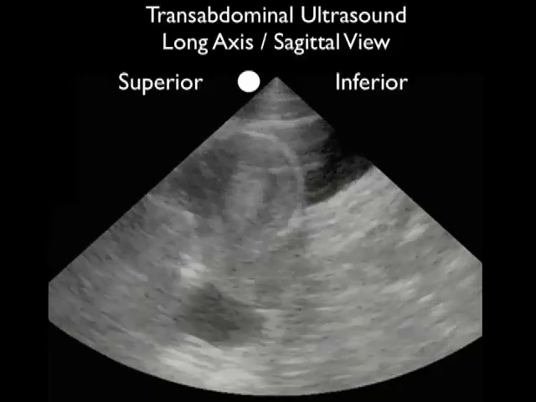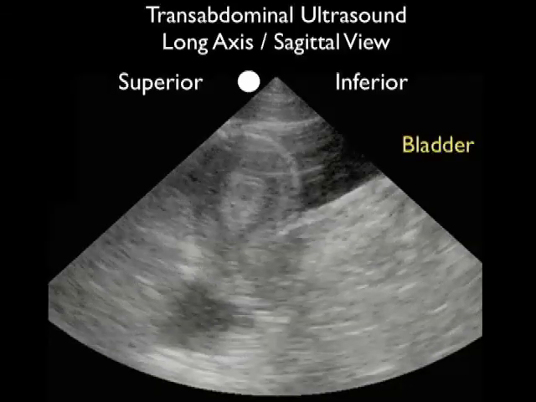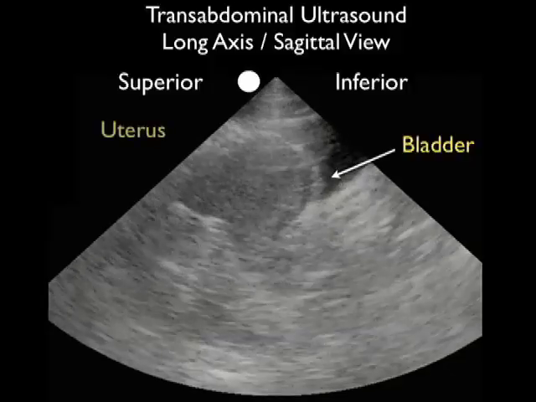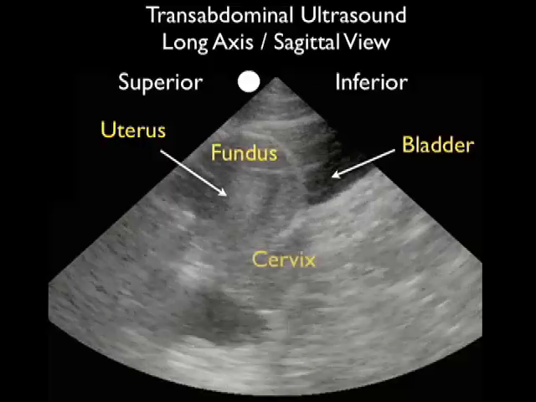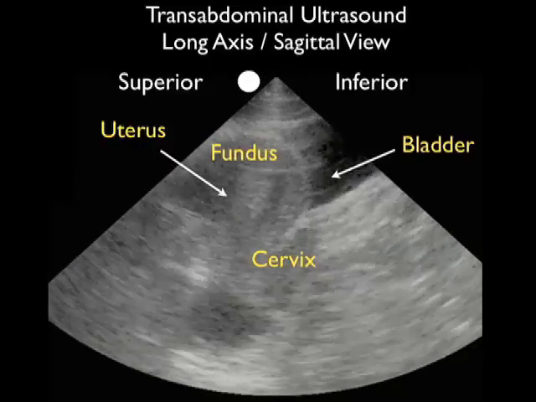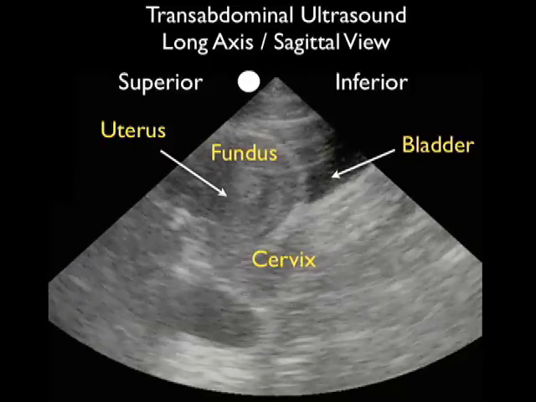Here's a positive examination in a female trauma patient. We're looking in the long axis view, superior to the left, inferior to the right. The first structure we identify is the bladder as seen inferior here, and notice the uterus, the solid organ, as seen superior to the bladder.